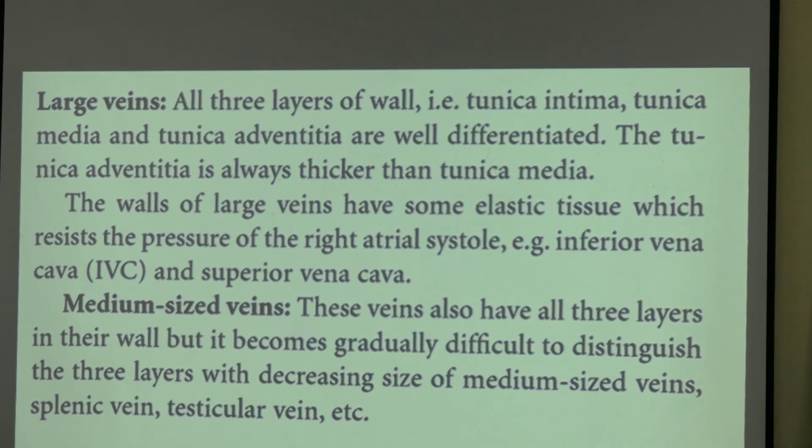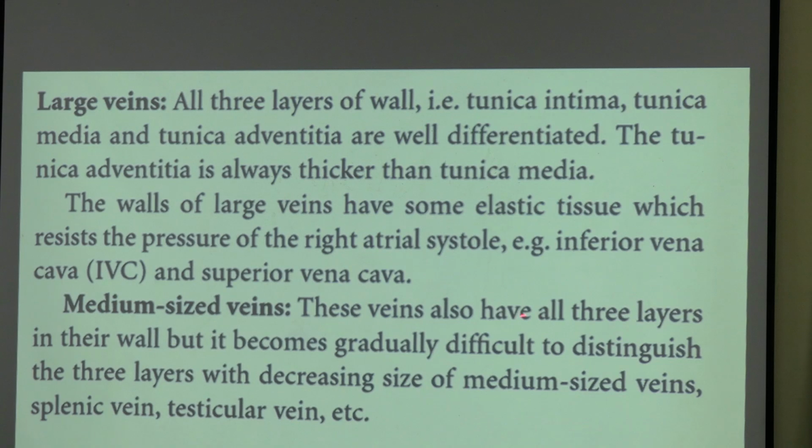Okay, example is IVC, SVC. These are the example of large veins. Now the wall of the large veins have some elastic tissue, to resist the pressure from the right atrial systole, inferior vena cava, superior vena cava, etc.